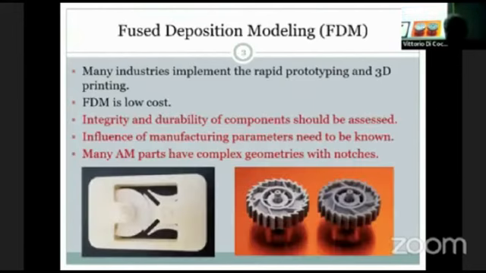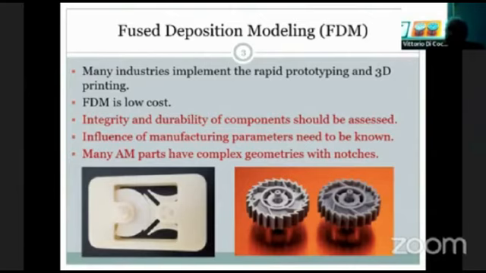I will not stay too much on fused deposition modeling. It's now a very often used additive manufacturing technique due to its advantages, because it became very low cost, and it can produce very complex shapes of components. But on the other side, we have some problems with the integrity and durability of such components. Also, it is very important to understand the influence of the manufacturing parameters on the mechanical properties of such structures.